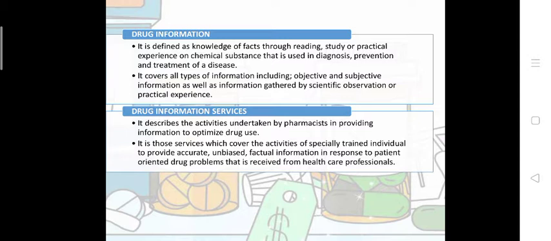So whatever updated information there is, that is provided by the drug information service, or we say the drug information center is another name, which are the organizations that provide these services.